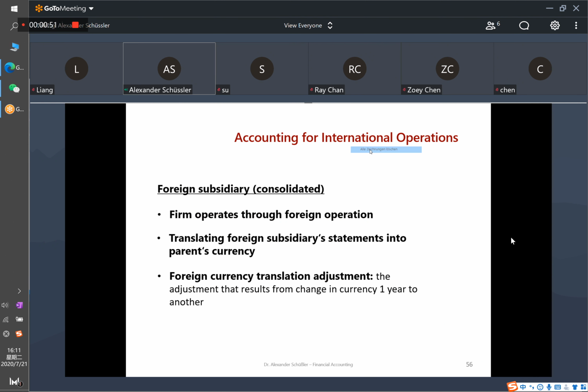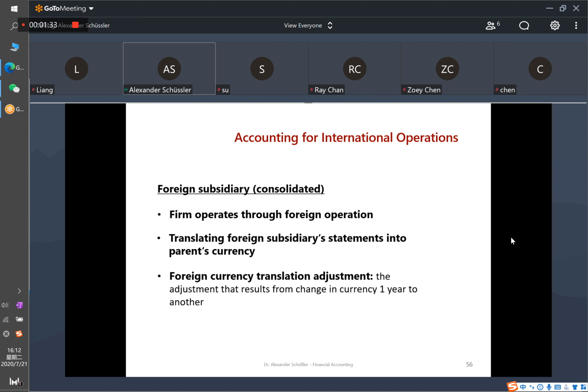If you have a foreign subsidiary, we talk about exchange rates there, because for consolidation, you have to deal with currency, and it's something different. Then it's not called a transaction gain, but a translation adjustment. At the end of every year, you have to translate the financial statements of the foreign subsidiary into the parent's currency.